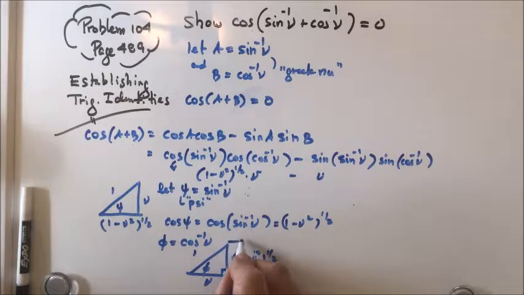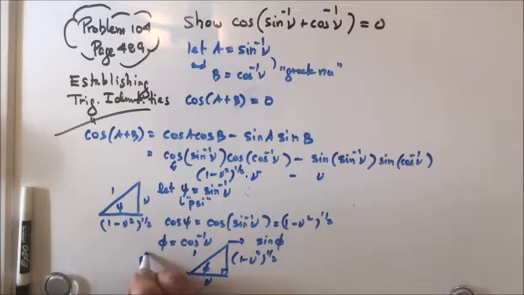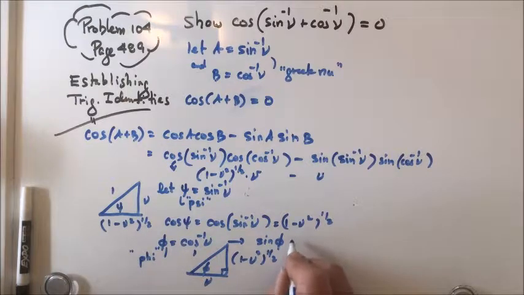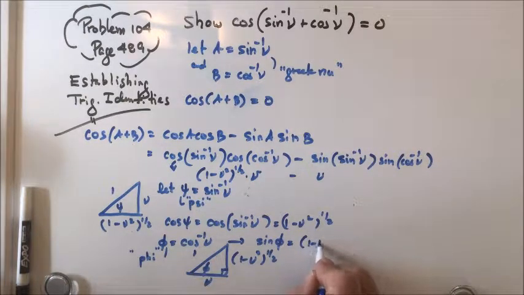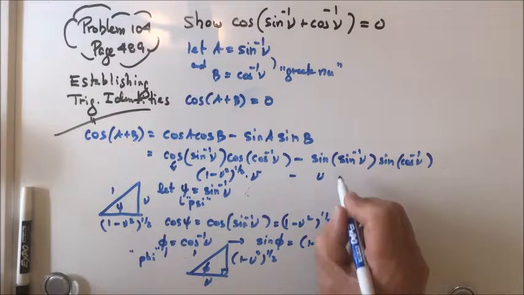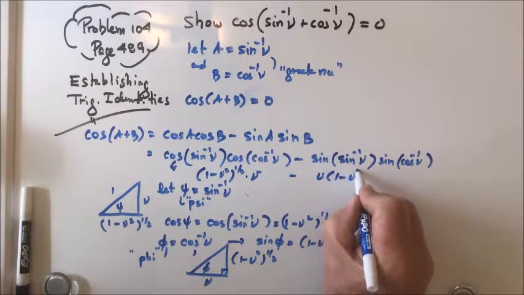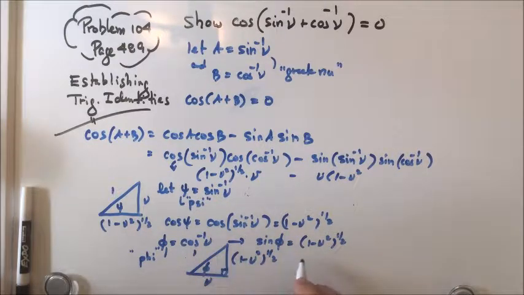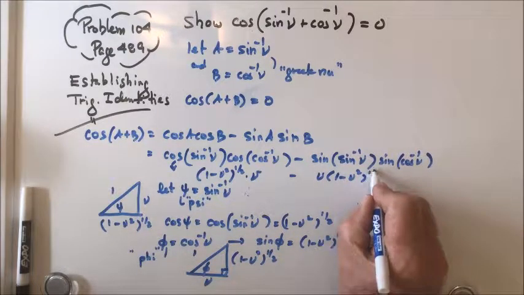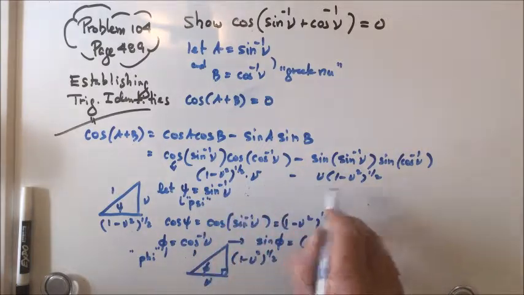And that says that the sine of phi is equal to the opposite over the hypotenuse, or 1 minus nu squared to the 1/2. I put that right in there, right? Sine of the arc cosine is that to the 1/2, and I get this quantity minus this quantity.